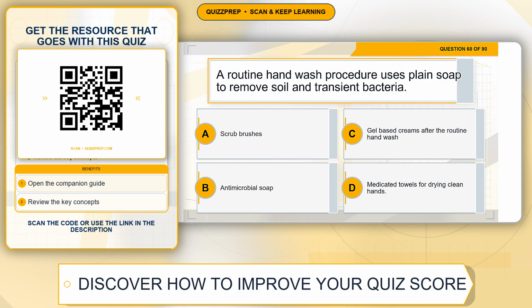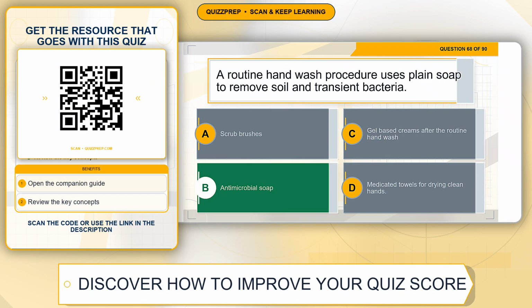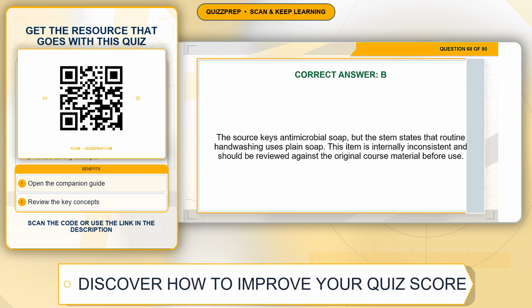Question 68. A routine hand wash procedure uses plain soap to remove soil and transient bacteria. Option A, scrub brushes. Option B, antimicrobial soap. Option C, gel-based creams after the routine hand wash. Option D, medicated towels for drying clean hands. The correct answer is option B, antimicrobial soap. Explanation. The source keys antimicrobial soap, but the stem states that routine handwashing uses plain soap. This item is internally inconsistent and should be reviewed against the original course material before use.